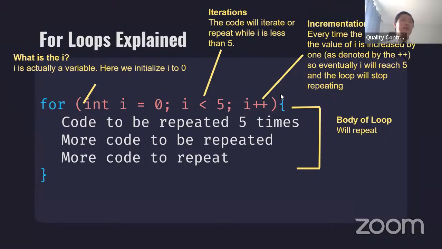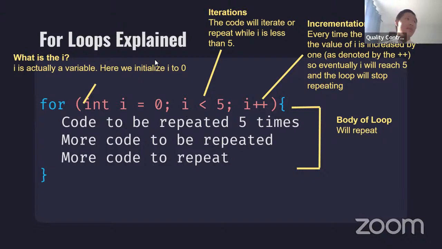Hopefully your incrementation will eventually increase, because if you did something like I minus minus, as you can imagine, since I keeps getting smaller and smaller, it never actually grows above 5. So this will just cause it to repeat infinitely. Hopefully that shouldn't happen in your code.